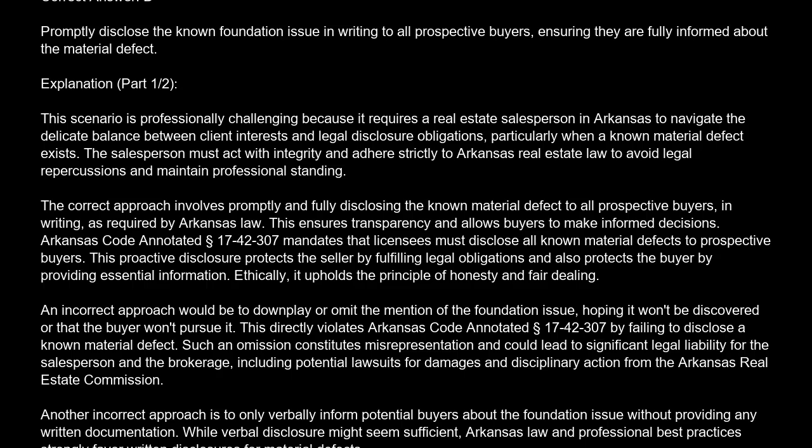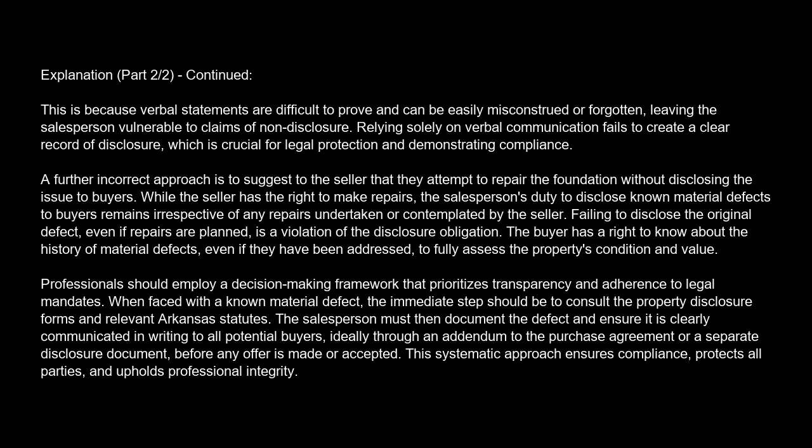Another incorrect approach is to only verbally inform potential buyers about the foundation issue without providing any written documentation. While verbal disclosure might seem sufficient, Arkansas law and professional best practices strongly favor written disclosures for material defects. This is because verbal statements are difficult to prove and can be easily misconstrued or forgotten, leaving the salesperson vulnerable to claims of non-disclosure. Relying solely on verbal communication fails to create a clear record of disclosure, which is crucial for legal protection and demonstrating compliance.